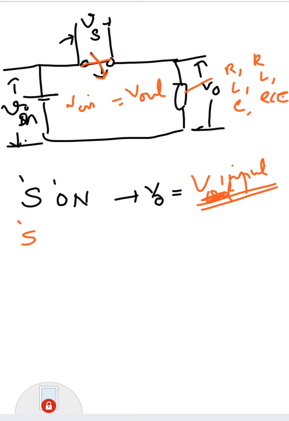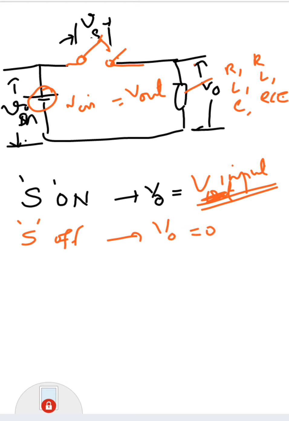Similarly, when the switch is off, what is the output voltage? So here you will be supplying the input voltage, that entire voltage will be blocked by the switch, so output voltage in this case will be equal to 0. When the switch is off, output voltage is 0.